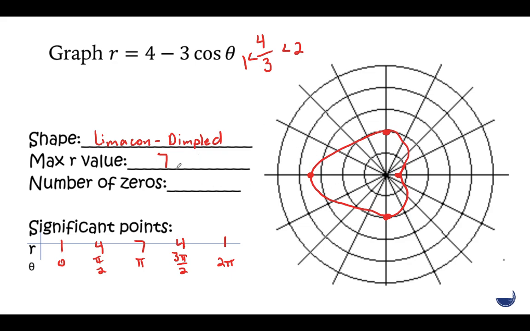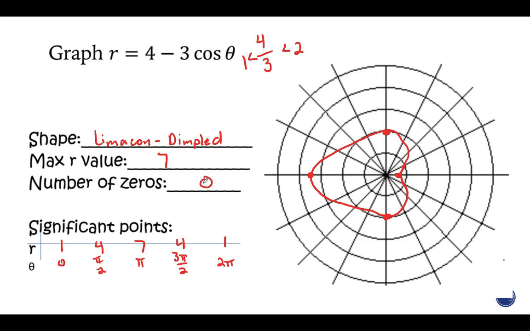Now, again, let's think about the number of zeros. How many times did we pass through the pole as we sketch this picture? Well, we didn't pass through the pole a single time. So our zeros is 0. We do not have any zeros in this graph. Okay? All right. So there is your dimpled limacon. We've got one more example to graph, and so let's do that here and finish it out today.